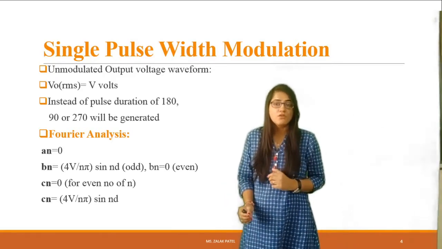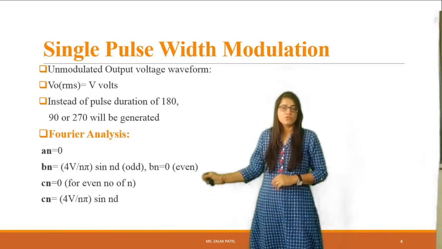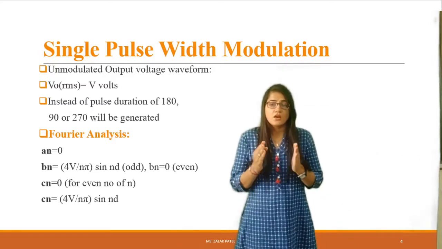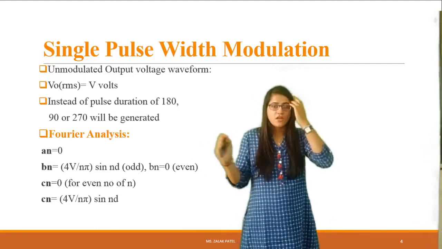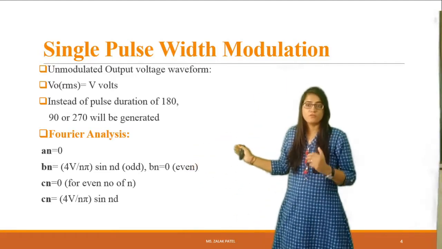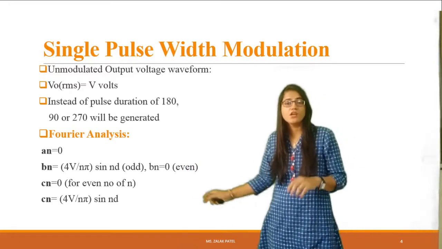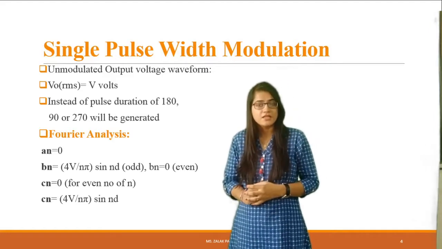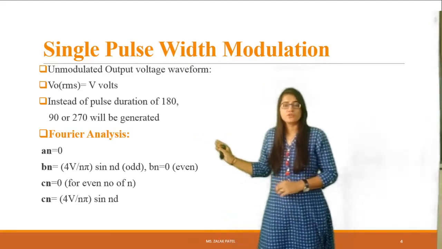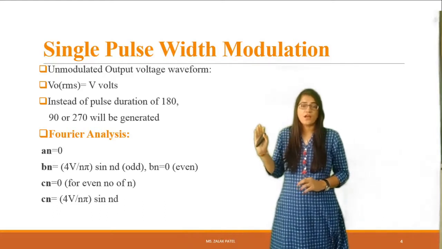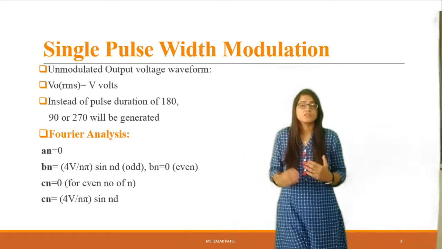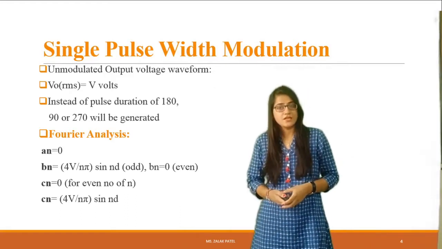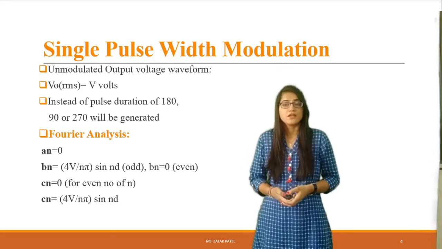Same thing for the third coefficient, Cn equal to 4V upon n pi sin n d, same as Bn, but in case of Bn, positive as well as negative values of this harmonic coefficient are possible, but in case of Cn, only the positive value is generated, meaning plus 4V upon n pi sin n d is possible. But for this you should take into consideration that the number of harmonics n should be odd if you take the value 4V upon n pi sin n d, and for even harmonics it is 0.